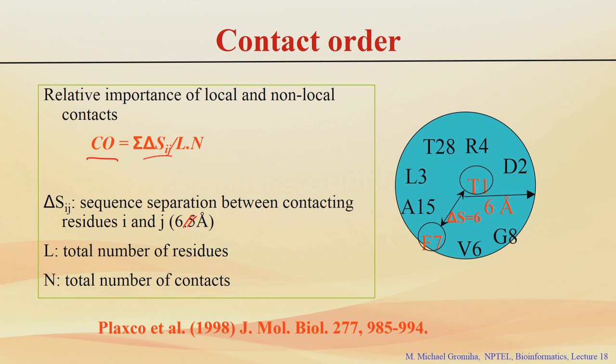Take T1, they construct a sphere of radius 6 angstrom. These are the residues which have contact through any atoms within the limit of 6 angstrom. If you take T1 and F7, delta is equal to 6. Likewise, you can calculate the total separation. So, what is the total separation for this residue?